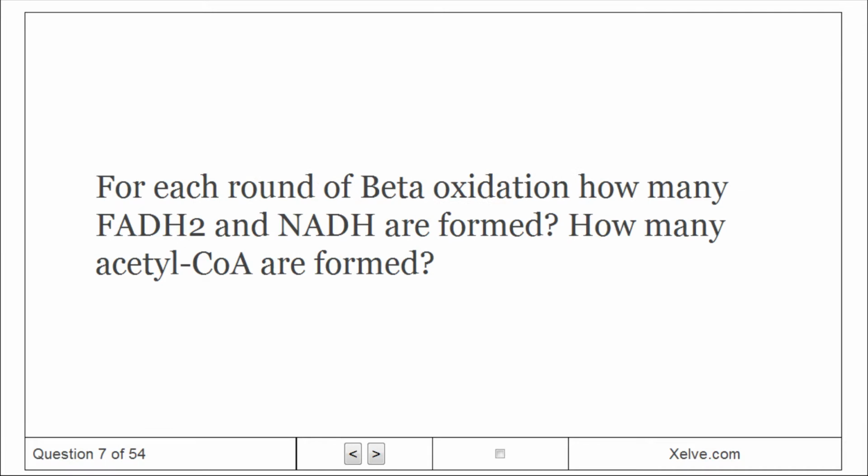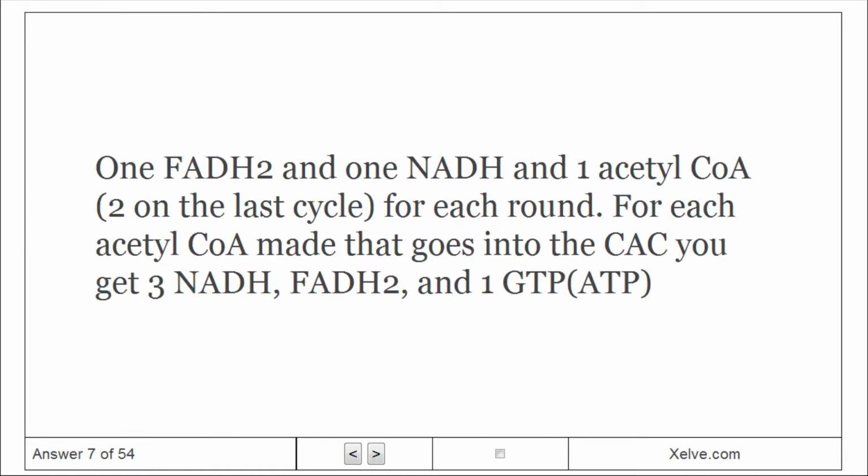For each round of beta-oxidation, how many FADH2 and NADH are formed? How many acetyl-CoA are formed? One FADH2, one NADH, and one acetyl-CoA, 2 on the last cycle. For each acetyl-CoA made that goes into the CAC, you get 3 NADH, 1 FADH2, and 1 GTP, ATP.